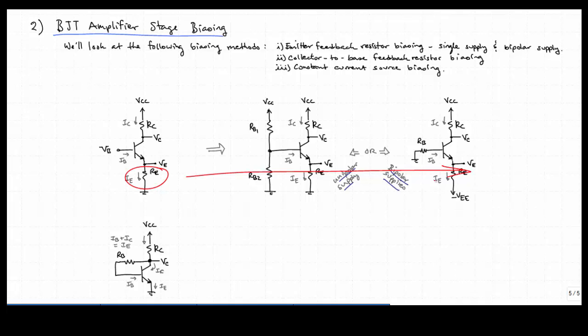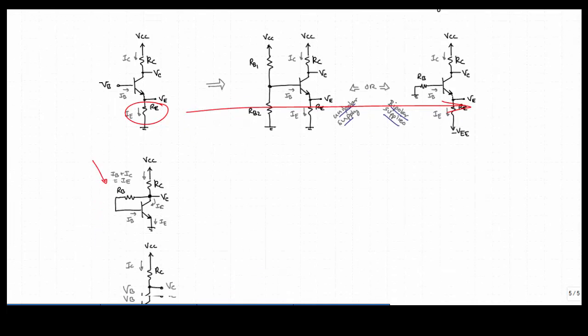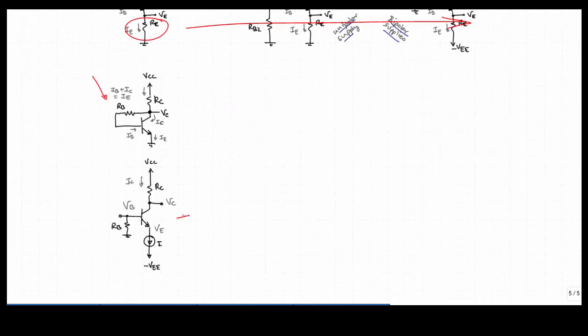The second is to use a collector to base feedback resistor, and that is shown right here. This is a simpler topology, but is effective to bias up the transistor. It does have some fewer degrees of freedom, if you will, than the first one, but that's another one that's mentioned in the book, and I'll mention here. We'll work through it. And then thirdly, we'll be using a constant current source as depicted in this amplifier stage here. So we'll work through all three of those.